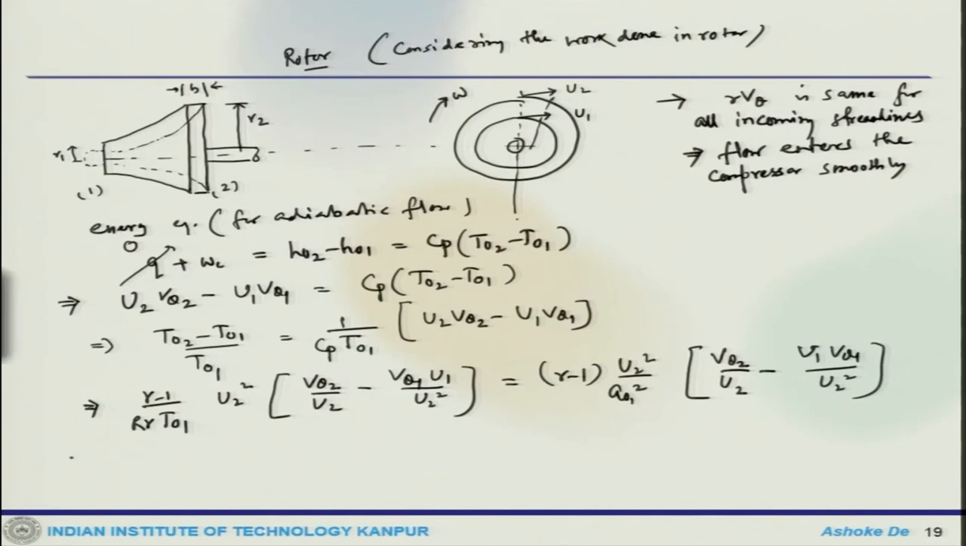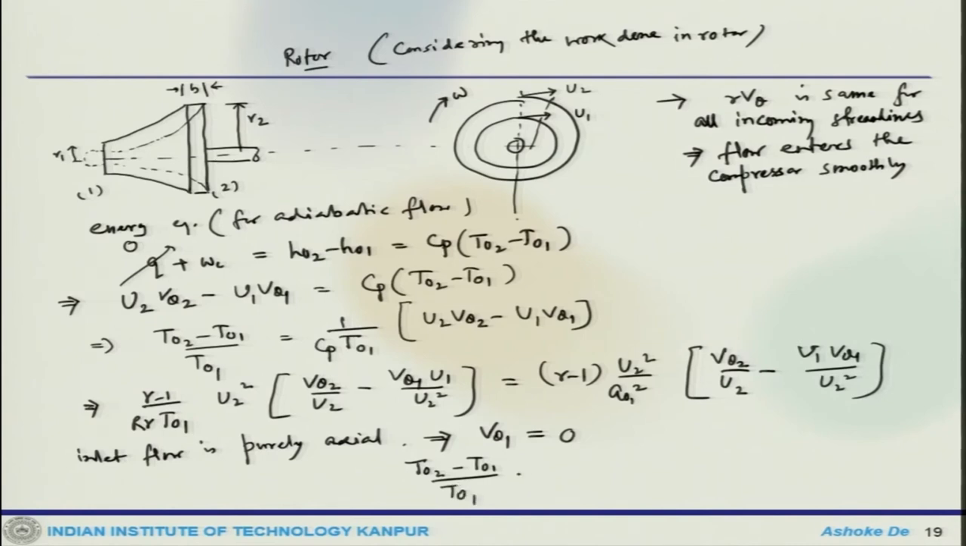Now, typically the inlet flow is purely axial. So, that means V theta 1 would be 0. So, when the inlet flow is axial, that gets me to this equation: T naught 2 by T naught 1 equals 1 plus gamma minus 1 U2 square by A naught 1 square times V theta 2 by U2. So, that is our equation 5. The whole thing, when we assume the inlet flow is axial, is what we get for the rotor.